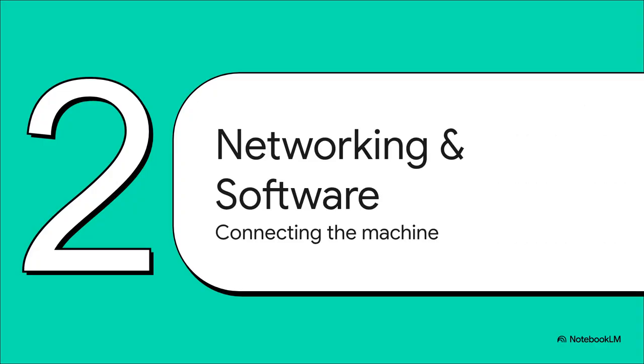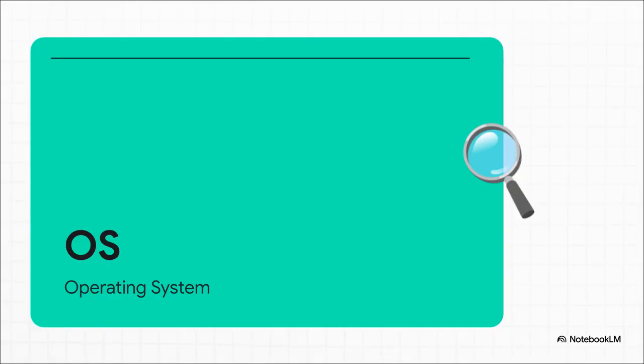Moving right along to Section 2, Networking and Software Jargon. Okay, so before you can browse the web or run a program, you need an OS, your operating system. This is that absolutely crucial software layer, think Windows or Mac OS, that makes the hardware we just talked about actually usable for human beings. It is the bridge between you and the physical components.